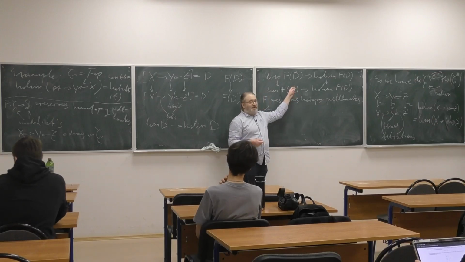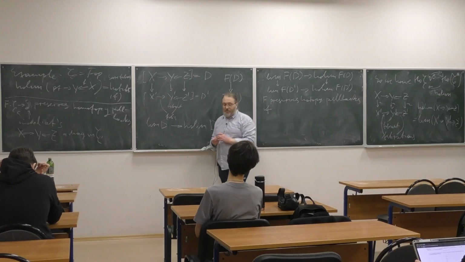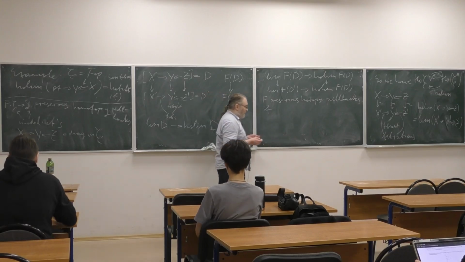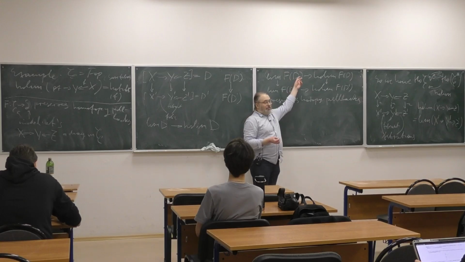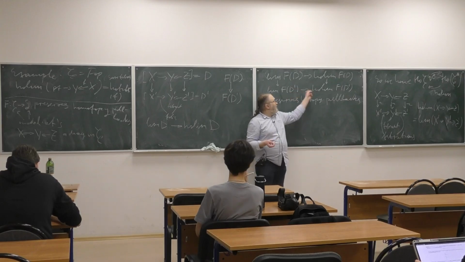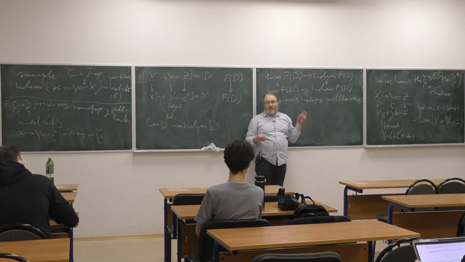Let's have a look at this diagram. From what we know already, if we want to calculate the value of the derived functor, we need to first resolve a diagram by a fibrant diagram, and then apply the functor and take the homotopy co-limit. So this is the correct answer.